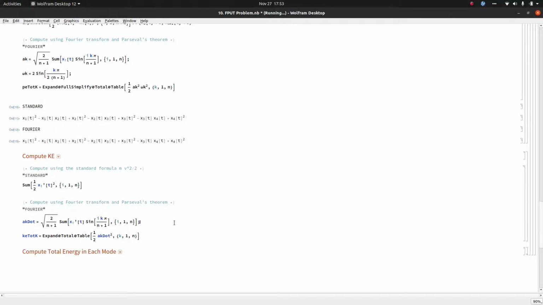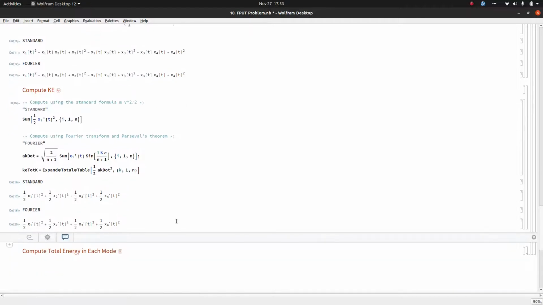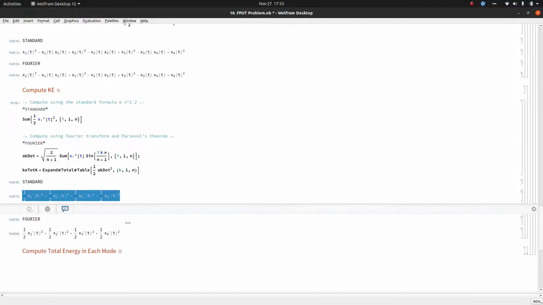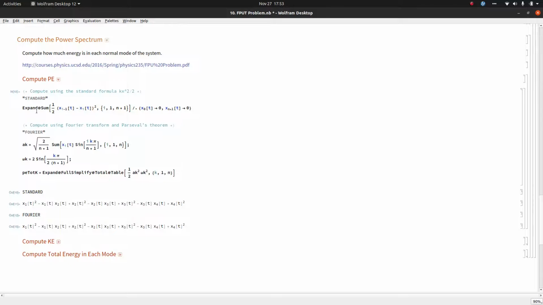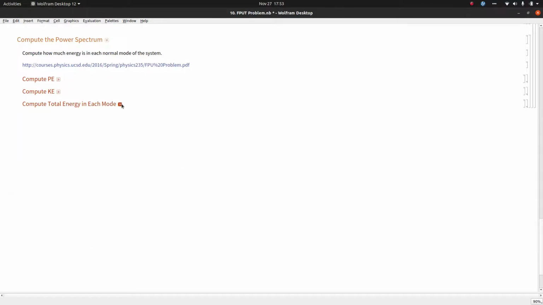Again, I'm not going to go through the math here. I'm just going to show you that, hey, look, you get the same kinetic energy if you use Parseval's theorem and do the Fourier transform. Feel free to look up what Parseval's theorem is. Feel free to look up what a Fourier transform is. But that's all I'm going to say about computing those modes.